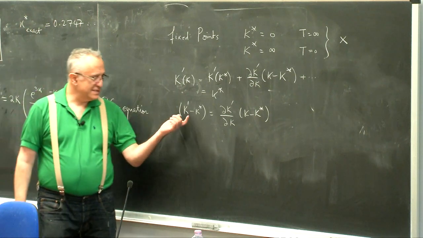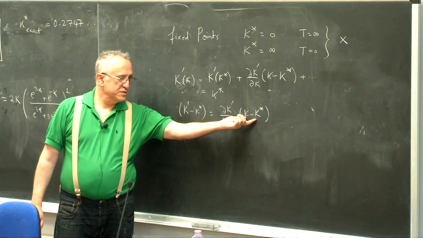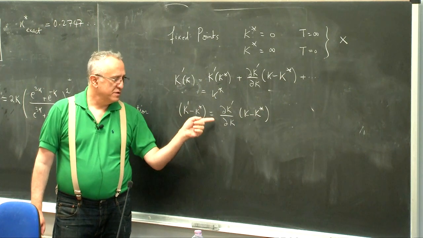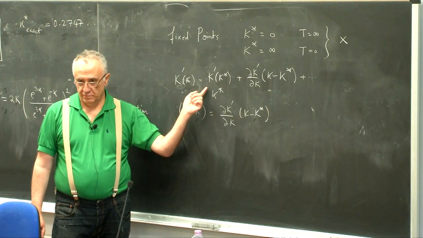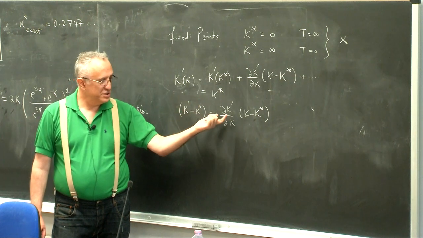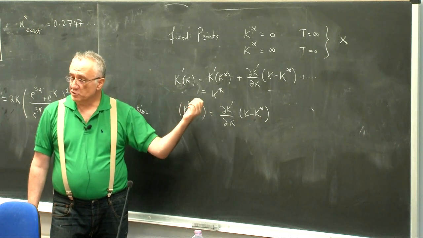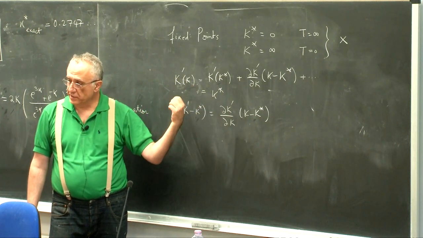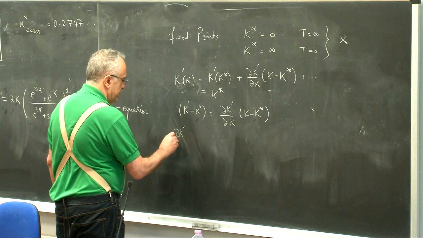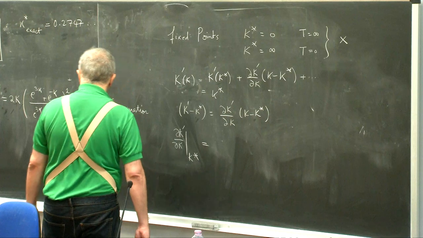So what does it say? It says that the distance of the coupling constant to the fixed point, as a result of each renormalization step, changes by this factor. So if I calculate this factor, it will give me the factor change of the coupling constant near the fixed point. So dk prime over dk at k star. This has to be calculated.